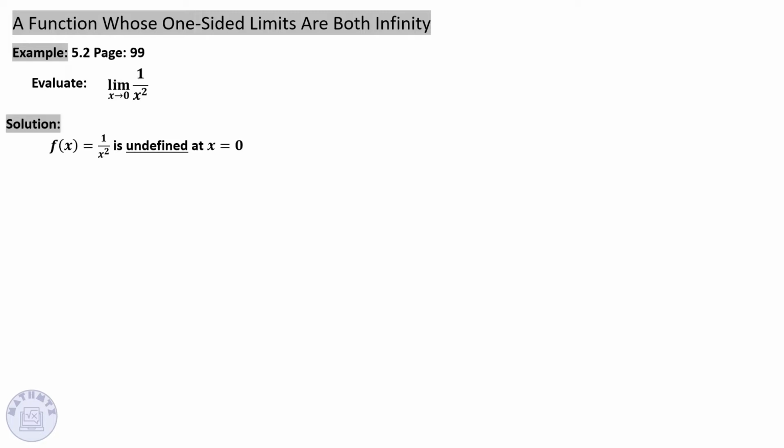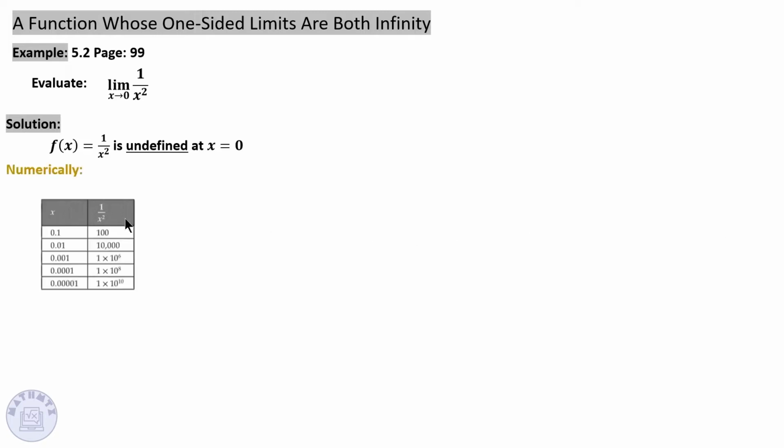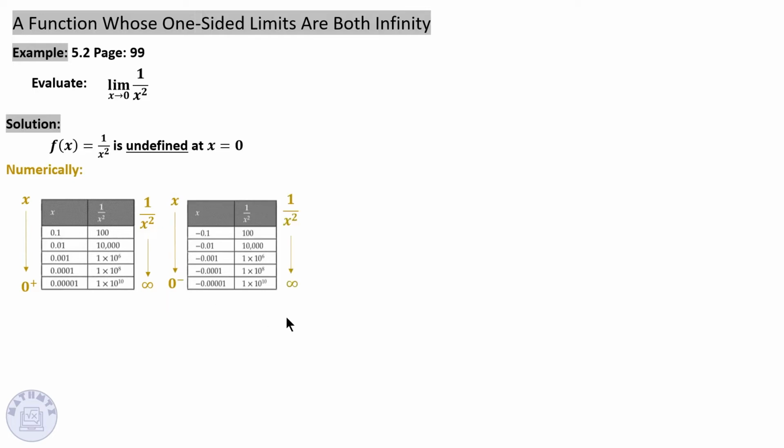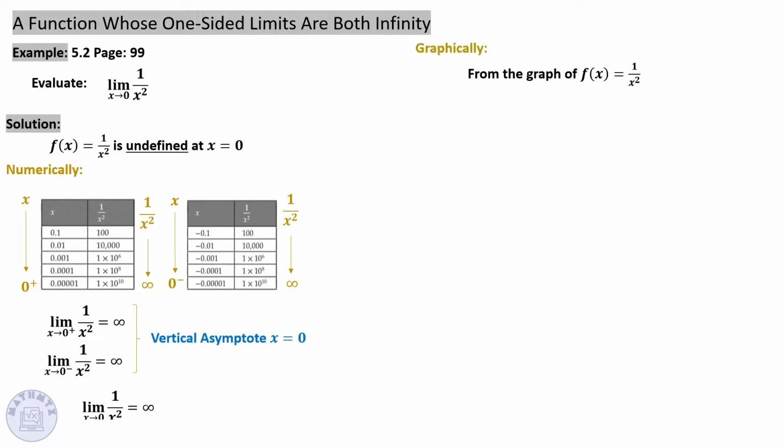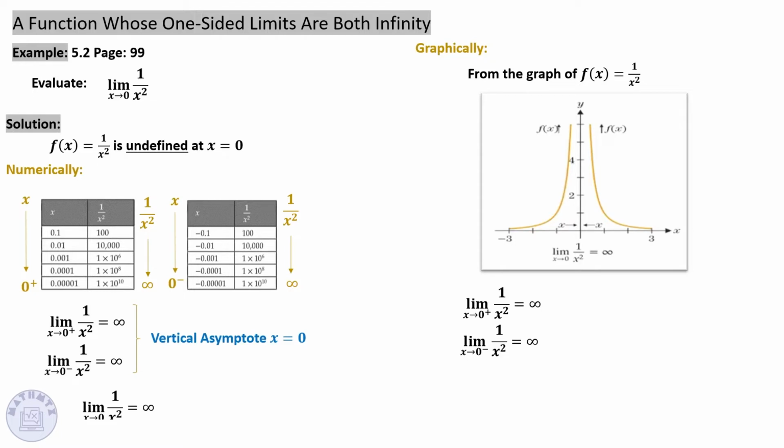Now, to evaluate the limit, we will use the numerical approach where we substitute values of x in the function. You can see as x approaches 0 from the right, the values will be approaching infinity. And from the left is also approaching infinity. So I can see now that the limit at this vertical asymptote is approaching infinity. And you can verify this also graphically. Looking at the graph, you can see the vertical asymptote at 0 and the function is approaching infinity on both sides of the vertical asymptote.